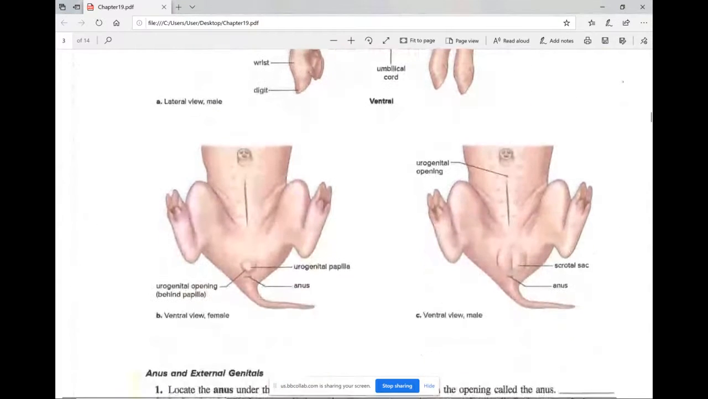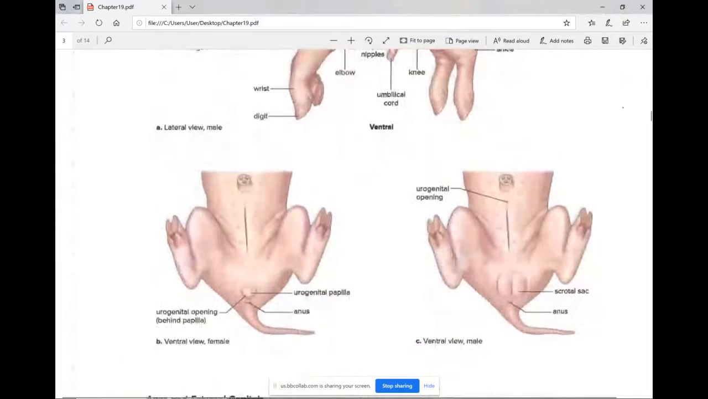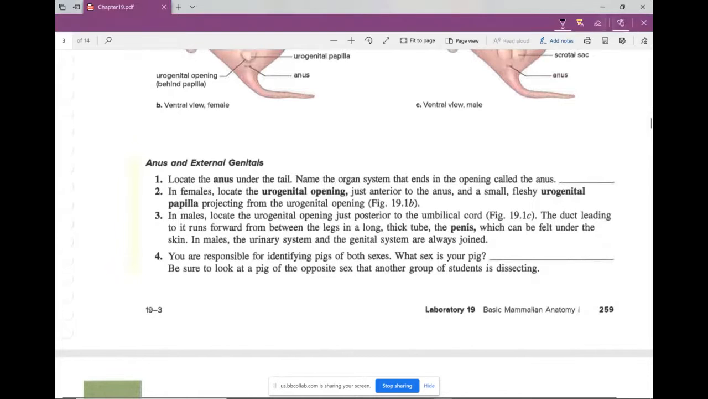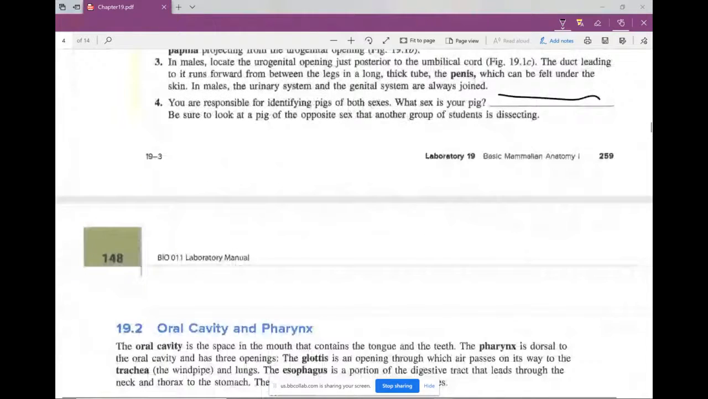All right. So you guys can use these diagrams to study as well. Locate the anus under the tail. Name the organ system that ends in the opening of the anus. Well, that's the digestive system, right? Digestive. Right, from the mouth to the anus. What is the sex of your pig? Don't worry about that portion.